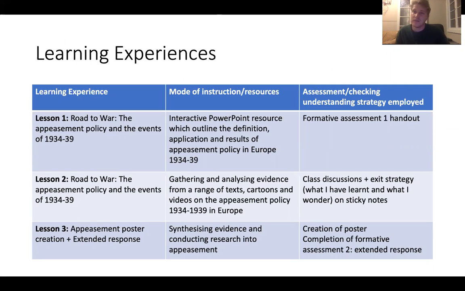The sources were text, cartoons, videos, etc., and we checked for understanding through class discussions there. Then lesson 3, we've got the appeasement poster creation and extended response. That essentially requires students to synthesize evidence, conduct research, and create a written response.